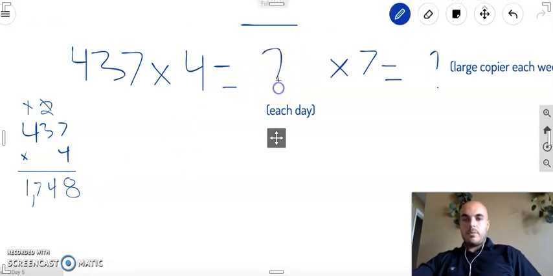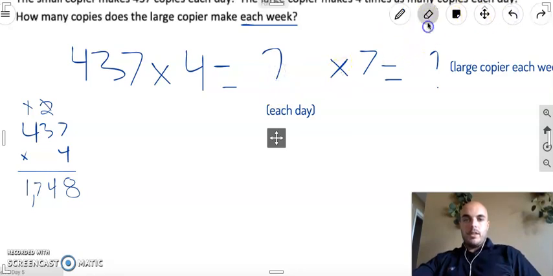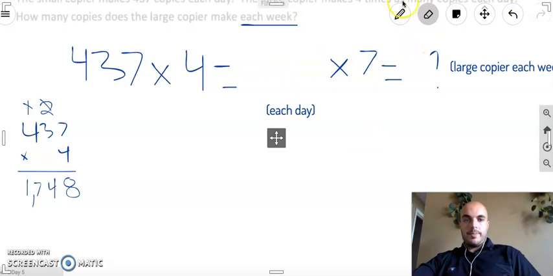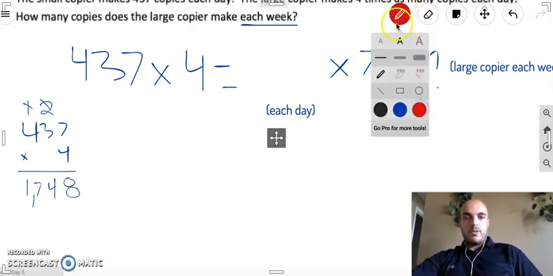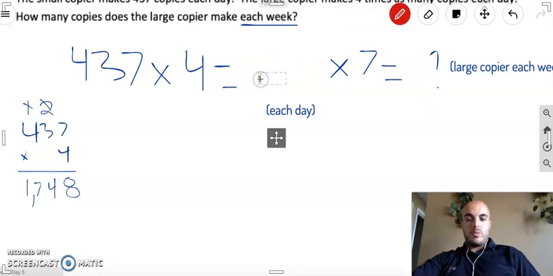Let's try not to erase my problem. Oh, that's okay. Let's go back. Sometimes the eraser wants to erase everything. Okay, so we know there is, I'll even just do this in red so it stands out. We know that each day there is 1,748 copies.